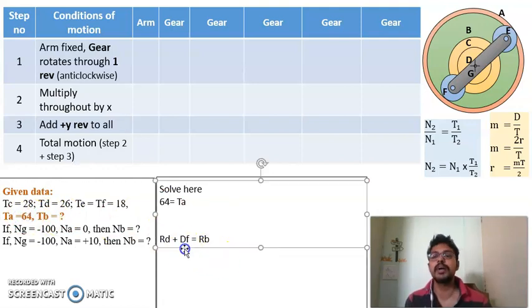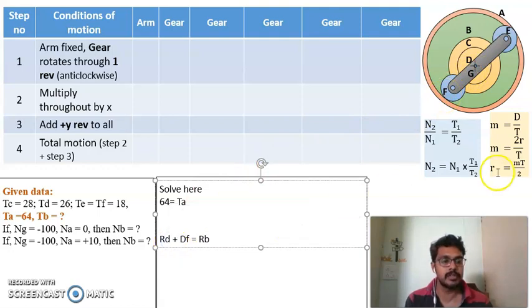Now we need to find the number of teeth on gear B. Therefore, let us look again at this diagram. Here gear D is meshing with gear F while F is meshing internally with gear B. Therefore, the radius of gear D plus the diameter of gear F is equal to the radius of gear B.